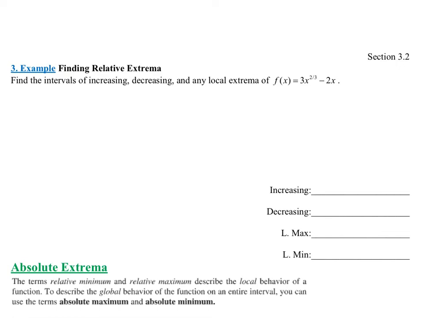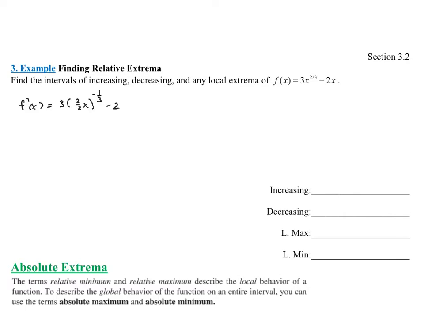Again, we have a function where we're trying to find out where it is increasing, where it is decreasing, and determine any local or relative extrema of the function. To do this, again, the first step is to look at the derivative. The derivative of this function would be 3 times 2/3 x to the negative 1/3 minus 2.